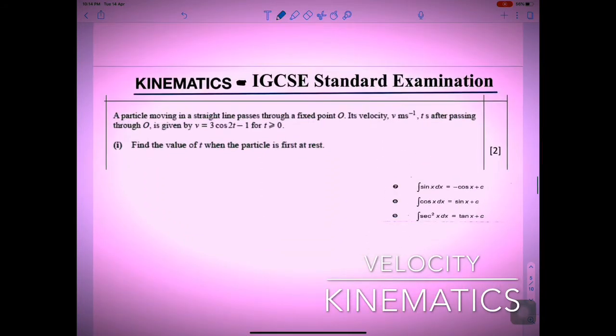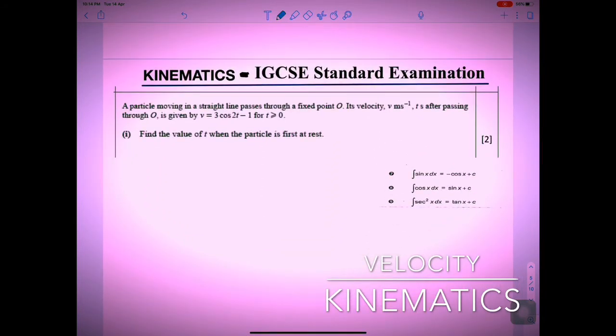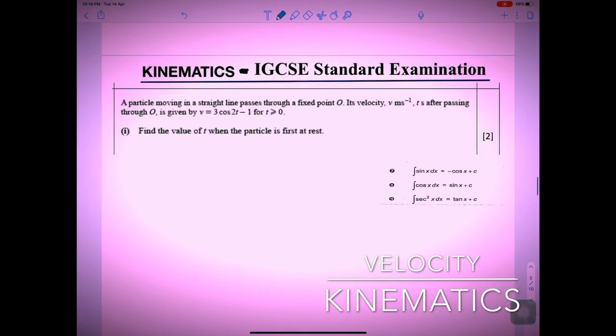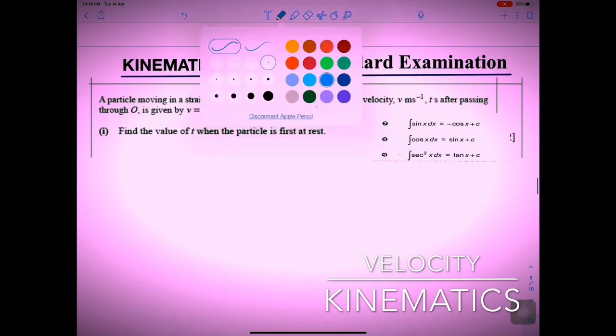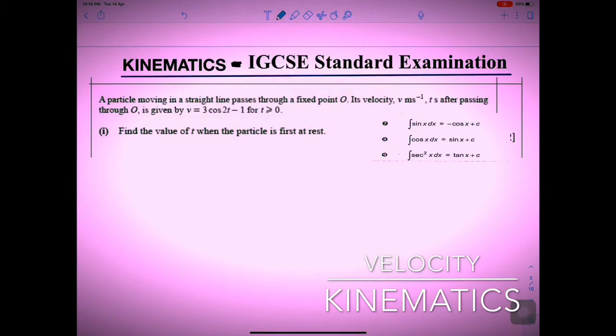Okay, let's discuss an IGCSE standard examination question. This is for you, so that you remember how to integrate. Now, let's go straight to the point. A particle moving in a straight line passes through a fixed point O. Velocity t seconds after passing through O is given by v equals 3 cos 2t minus 1 for t greater than or equal to 0.